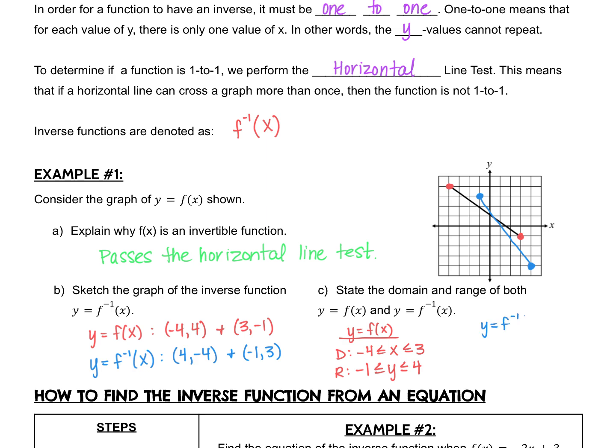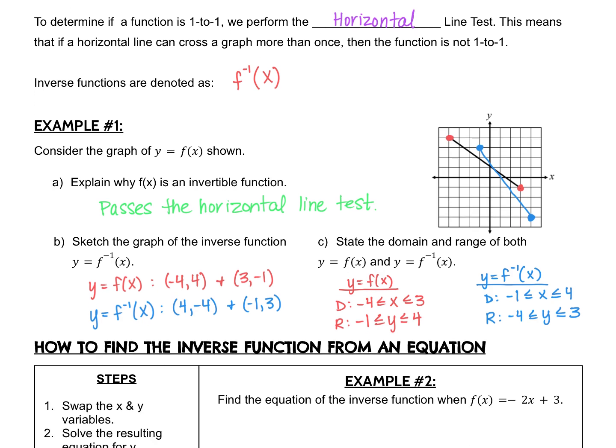So for the inverse of f of x, our domain is going from -1 to 4, and our range is going from -4 to 3. So basically your domain and range, all they do is just swap from the original to the inverse.